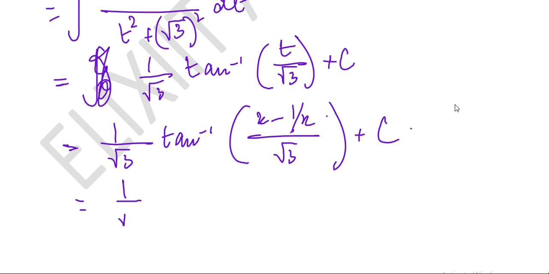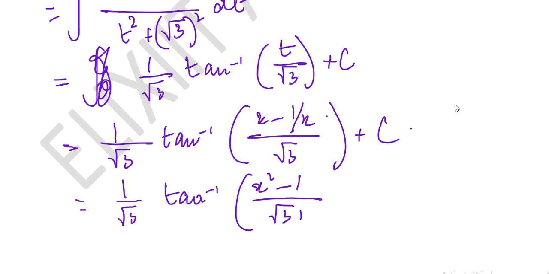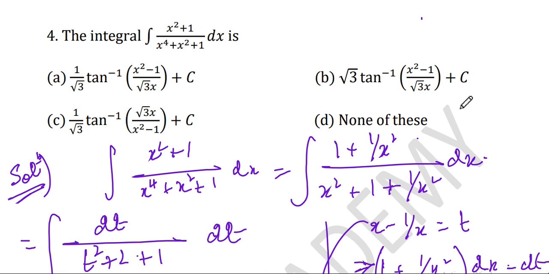So this is 1 by root 3 tan inverse of, if you further simplify this, x square minus 1 by root 3x plus c. So 1 by root 3 tan inverse of (x square minus 1) by root 3x. Option A is the right answer.